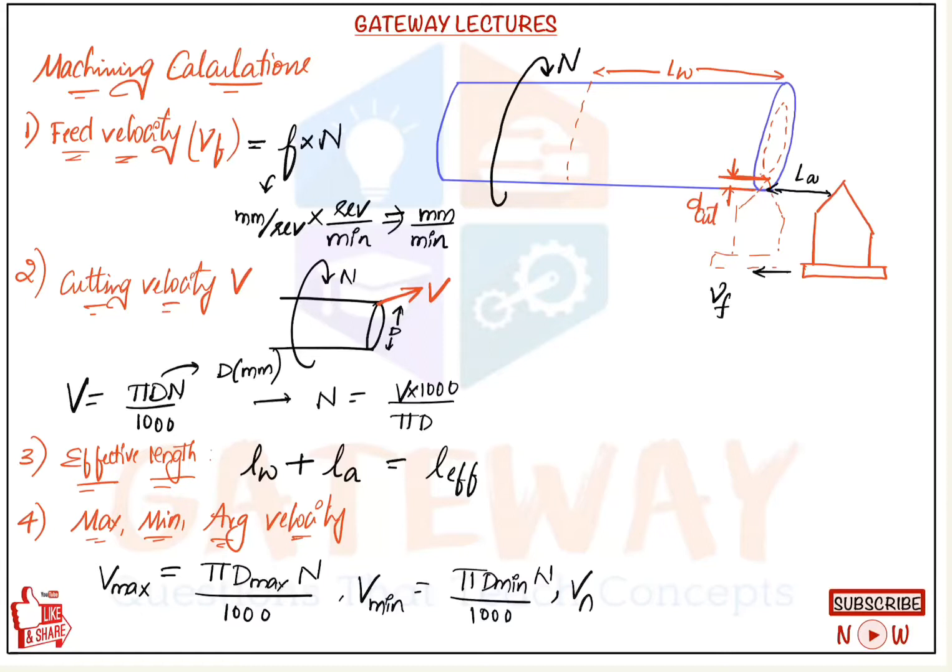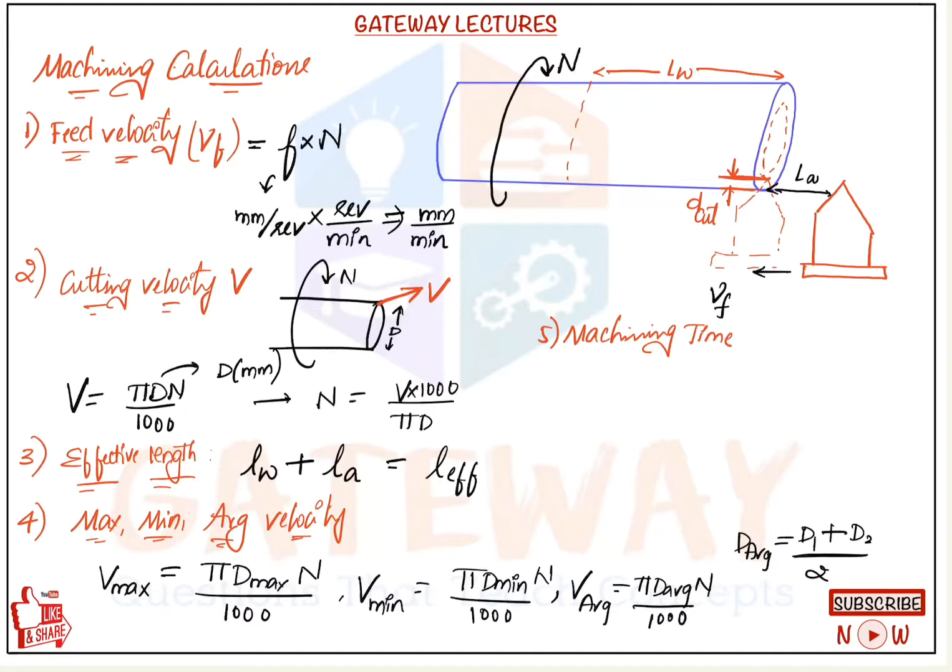Similarly V average is equal to pi d average into n upon 1000. What is this average diameter? This average diameter is nothing but D1, the diameter before machining, plus D2, the diameter after machining in one single pass, upon 2. Average is nothing but half of both values. And coming to the fifth parameter, it will be machining time. This is the final parameter.